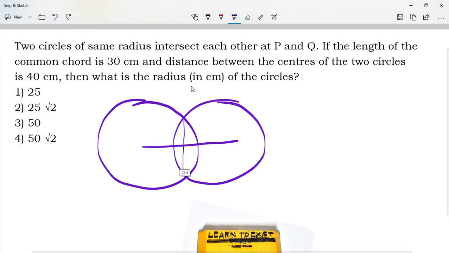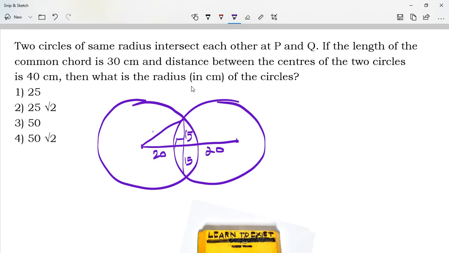Okay, we have the common chord as 30 centimeters, so this will be 15 and this will be 15, and the distance between centers is 40. So I have marked centers here and the distance is 40, so half of it would be 20 here and 20 here. So this would be an easy one since these are equal circles, and we are connecting the centers, and this would make an angle of 90 degrees at the chord, so we can directly find the radius as this value.